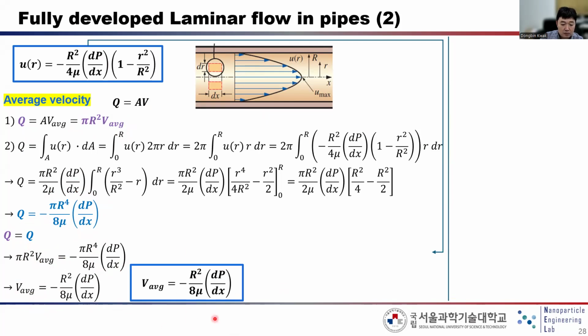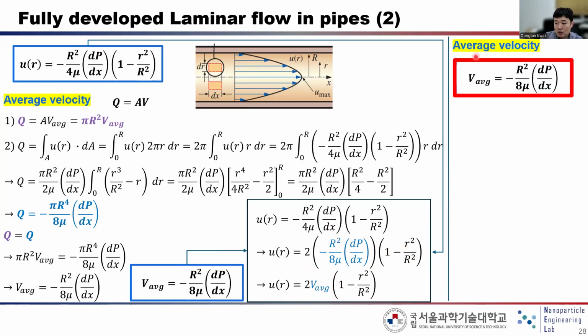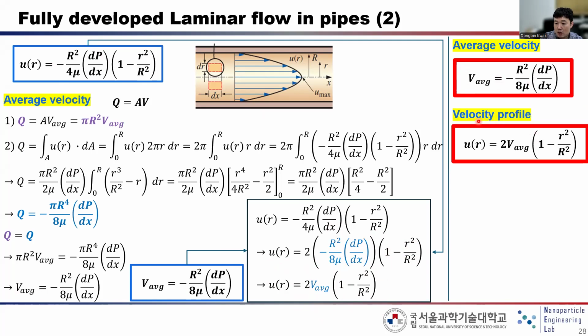We can conclude that. If we simplify this part using the average velocity, because this term also has the dp/dx, we can plug in all the values over here, and you can make this equation. So we can conclude the average velocity, absolutely this part, and the velocity profile looks like this.